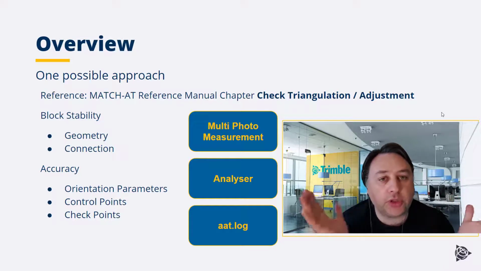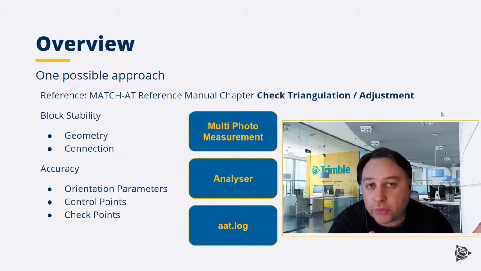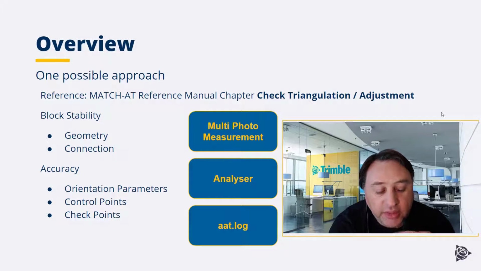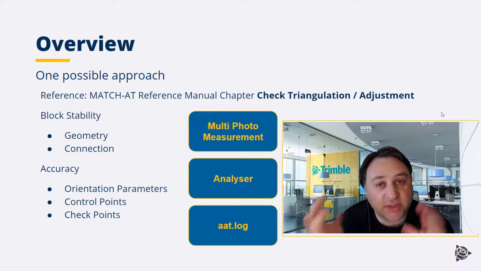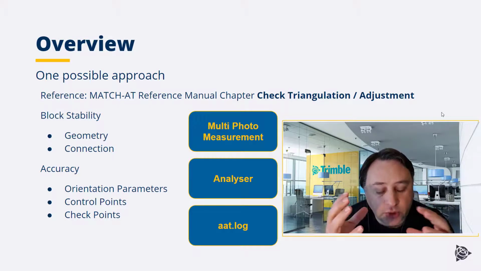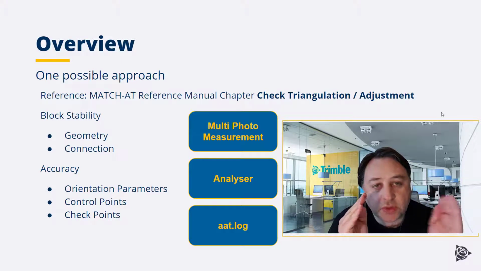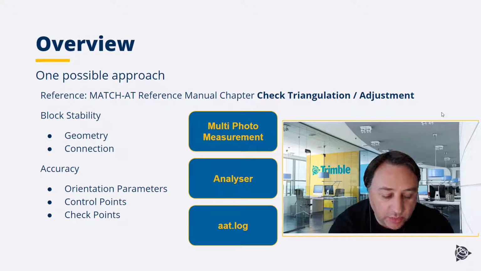And there are different approaches how to do a correct reporting and report reviewing. And I will here use as my guideline the reference manual from the Inpho Match-AT software. And here there's a chapter called Check Triangulation and Adjustment. And here we really want to make specific main topics, which is the block stability. And in the block stability, we are taking a look at the connectivity and the geometry and the accuracy itself. So typically the standard deviations of our orientations, of our control points, of our checkpoints. So these and also the residuals of them in our measurement.